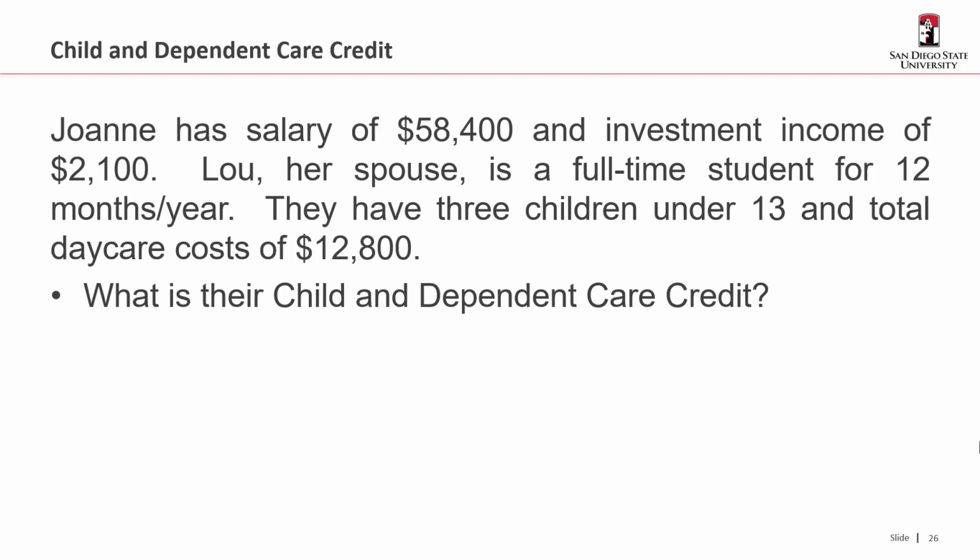So Joanne has a salary of $58,400 and investment income of $2,100. Her spouse is a full-time student for 12 months of the year. They have 3 children under 13 and total daycare costs of $12,800. What we need to do is calculate their child and dependent care credit.